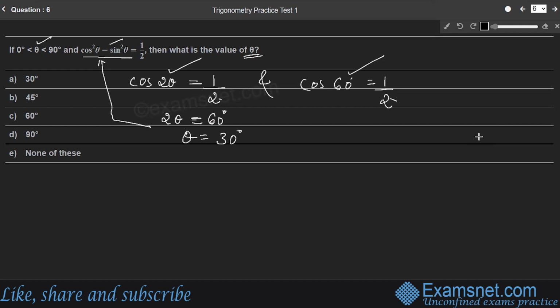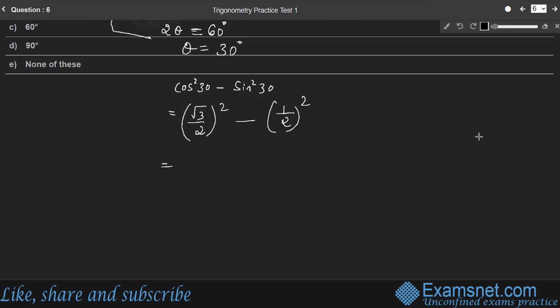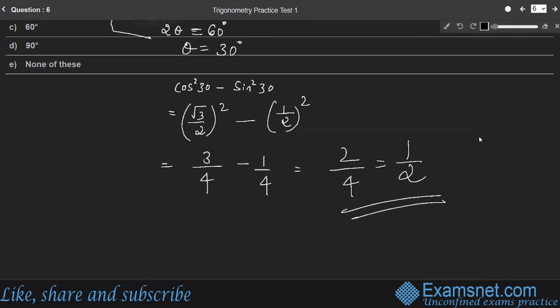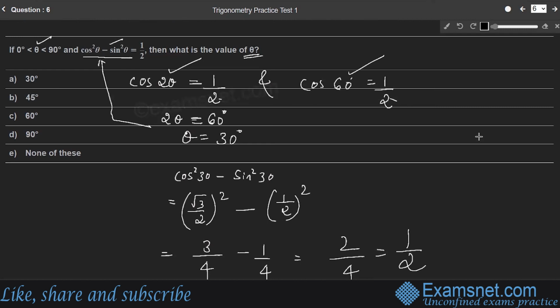So cos square 30 degree minus sine square 30 degree. So what is cos 30? Cos 30 is root 3 by 2. So cos square 30 becomes root 3 by 2 the whole square minus, so sine 30 is 1 by 2, its square, right? So it is equal to root 3 the whole square is 3, 2 square is 4, right? 3 by 4 minus 1 by 4. So which is 2 by 4 is equal to 1 by 2. Right? Therefore, the answer is verified. Value of theta is 30 degree. Option A is the right answer here.